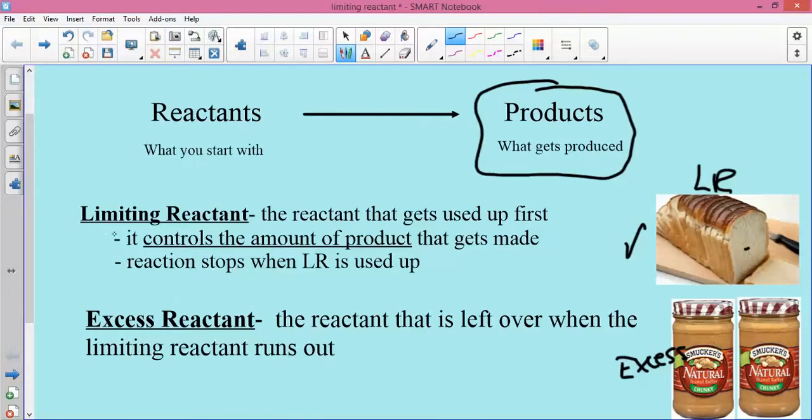So limiting reactant is the reactant that gets used up first. It controls the amount of product that gets made, and the reaction stops when it is used up. That's your bread in the example. The excess reactant is the one that's left over when the limiting reactant runs out. In the problems you will be given both amounts of your reactants. You'll be asked how much product is made, which one is the limiting reactant, and then you'll be asked how much excess reactant is left over. So we'll go through this step by step first with mole-to-mole problems, and then we'll go through mass to mass.